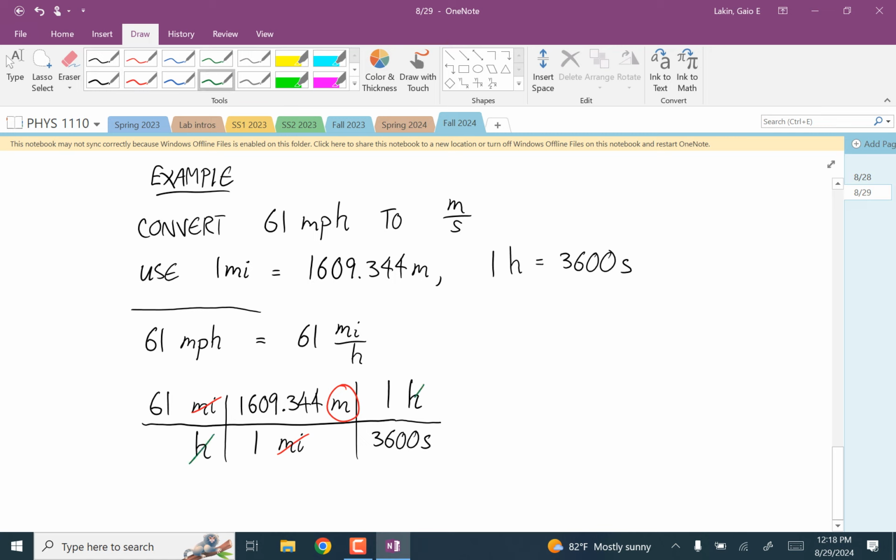So this hour cancels this one. And our time units are seconds. And now you can see that the units of this thing are now meters divided by seconds, which is what we want. All you have to do is multiply out and divide out the numbers. So if you go 61 times 1609 divided by 3,600, you get about 27.26 meters per second.